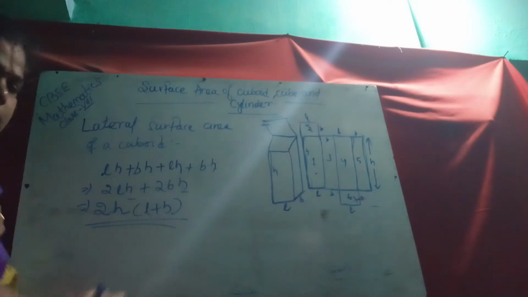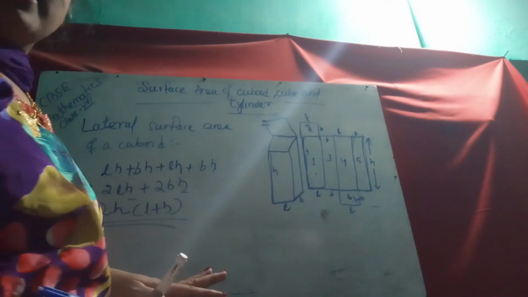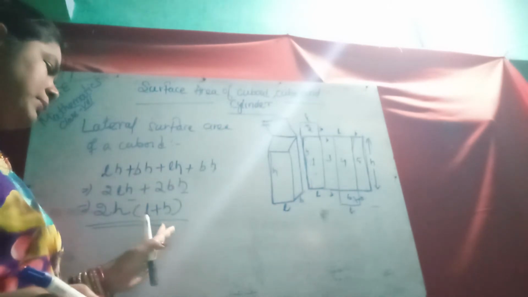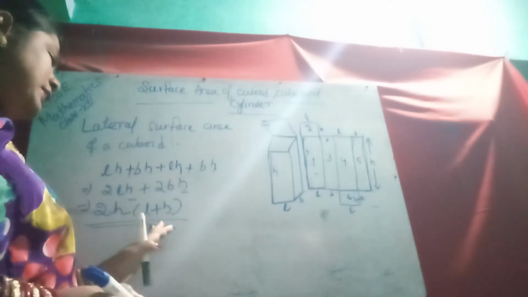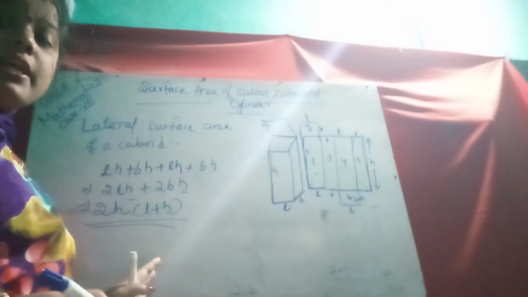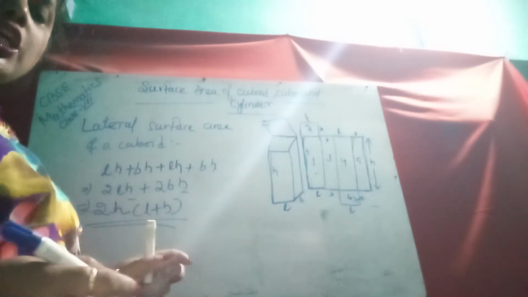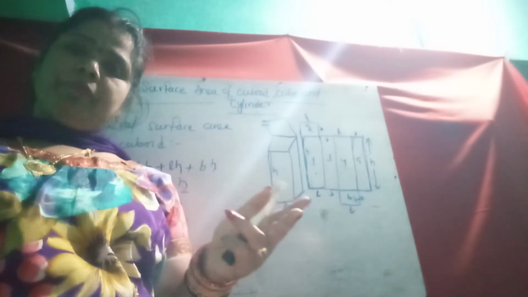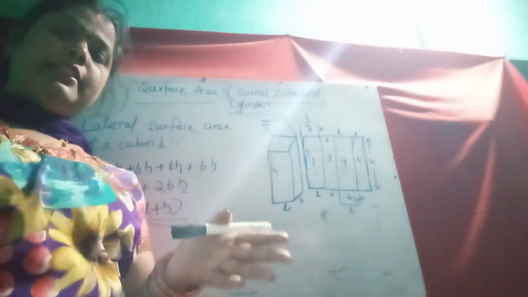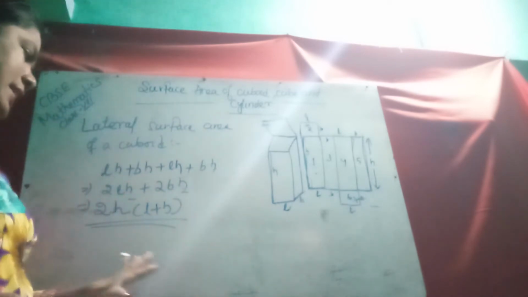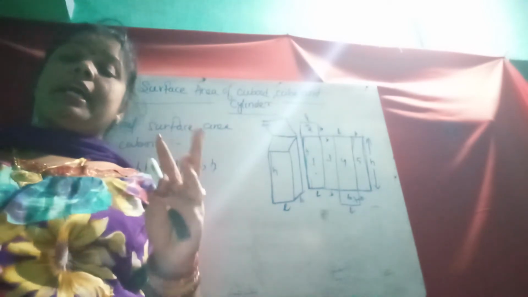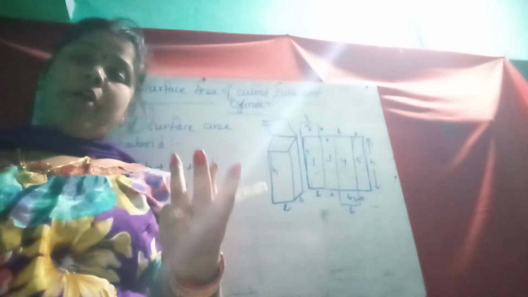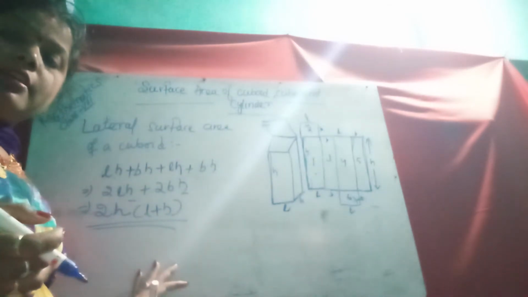So this is the lateral surface area. The lateral surface area of a cuboid is 2H into L plus B, 2 height into length plus breadth. Complete surface area means 2 into length into breadth, breadth into height, height into length. So this is the complete surface area of a cuboid, but this is the lateral surface area. Sometimes it asks for the lateral surface area, so at that time you have to apply this formula.